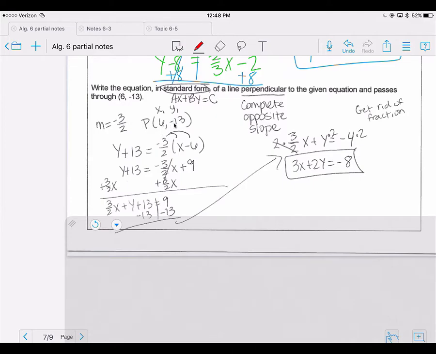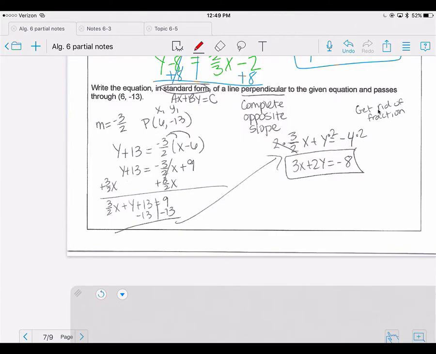We have the point 6, negative 13, so that's my x1, y1. I plug into point-slope, and remember my points become the opposite, so negative 13 turns into positive, positive 6 turns into negative, and I plug in my perpendicular slope. From there, I distribute, so negative 3/2 times x, negative 3/2 times negative 6 is a positive 9. I move the x, so I add 3/2 x to both sides, and then move the 13. And this is what I have, 3/2 x plus y equals negative 4.